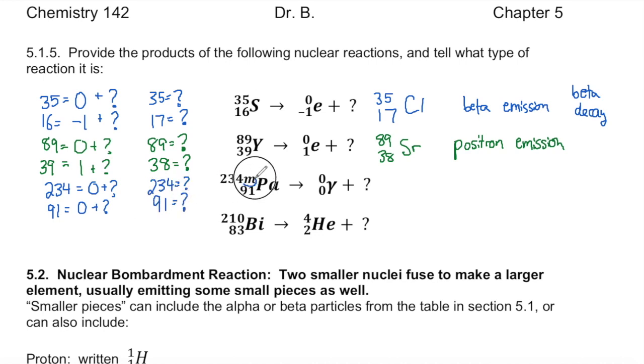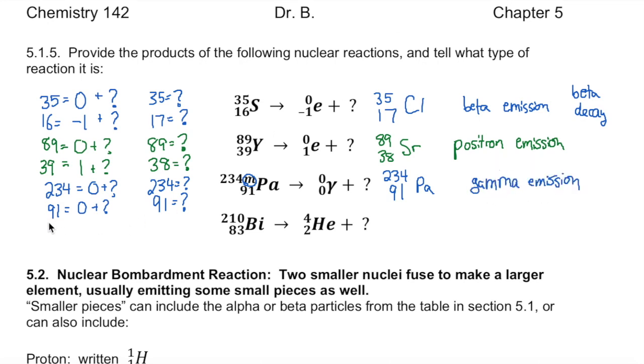So this is one of those reactions where the only thing that's changing is that something is going from a high energy metastable state to a regular, more stable, less energetic state. But the element itself is not changing. So we have the element protactinium here, and it's still the same after this emission of gamma radiation. So we would call this type of reaction gamma emission.